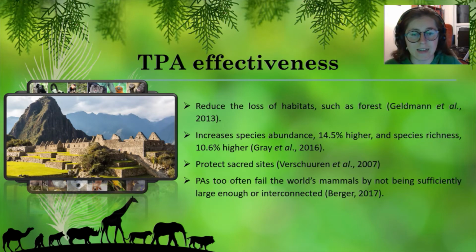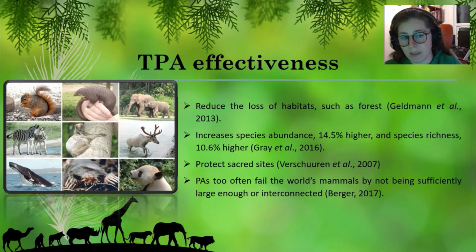However, what is less known is exactly what characteristics of protected areas are working to achieve these benefits, and this is linked to the lack of studies that link terrestrial protected area characteristics and biodiversity outcomes. Specifically, it's been noted that protected areas too often fail the world's mammals, by not being sufficiently large enough or interconnected enough. My study aims to fill in some of these gaps by looking at specific characteristics of protected areas and the mammal biodiversity within them.